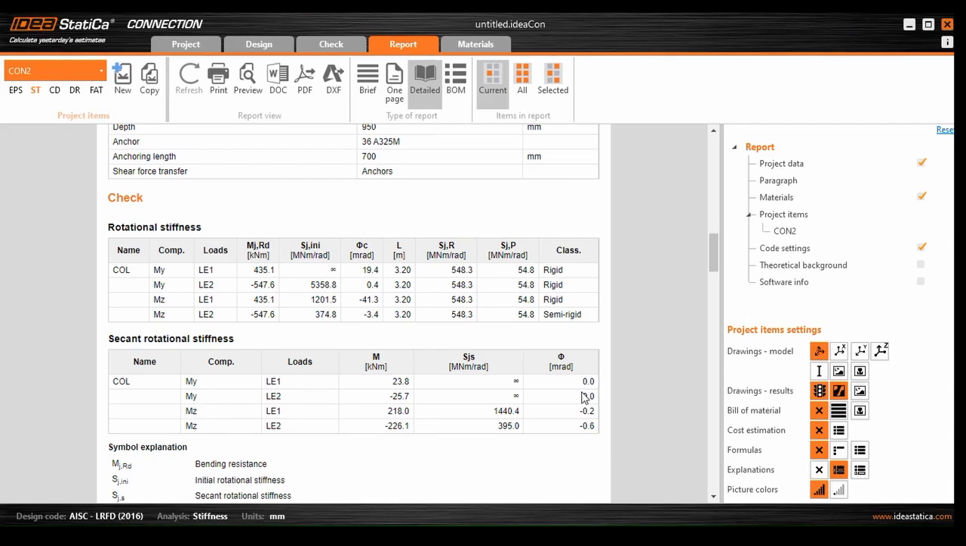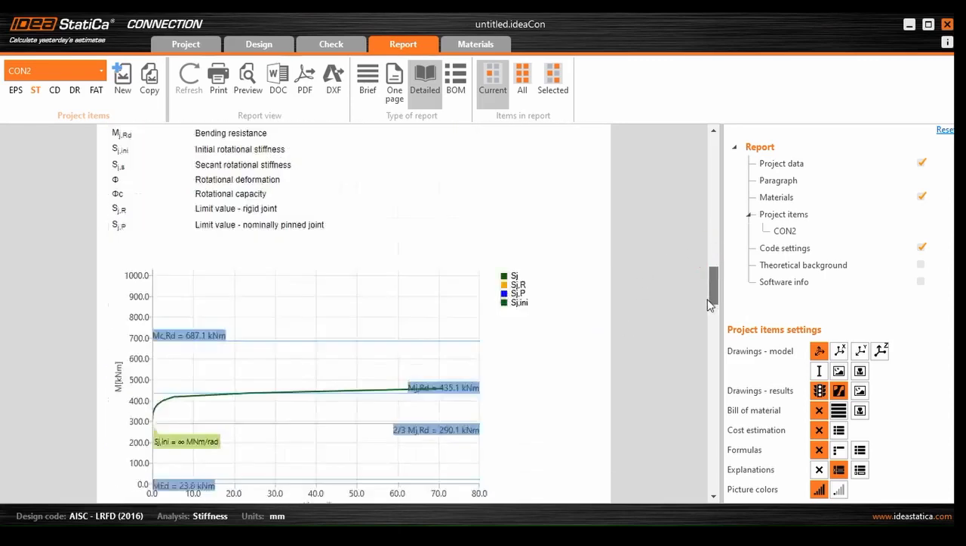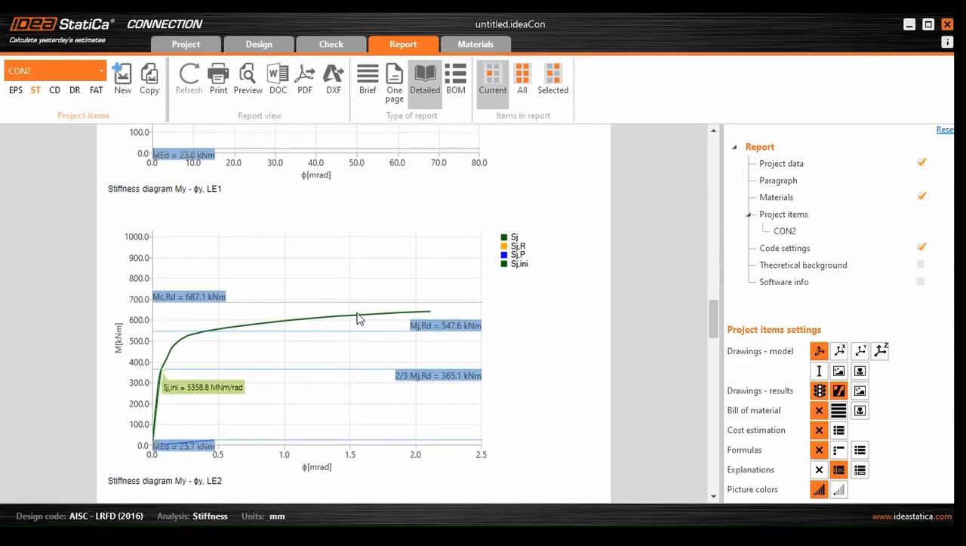Also, MCRD here. MCRD, as you can see here in the graph, is the ultimate moment you can apply to the connection alone. And MJRD here is the ultimate moment you can apply in this specific load combination.